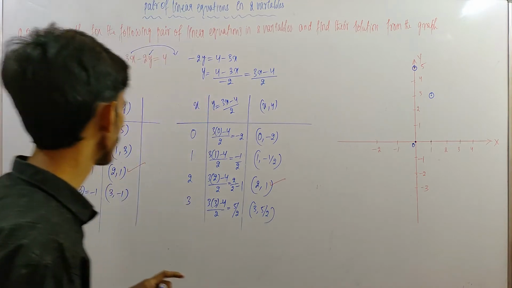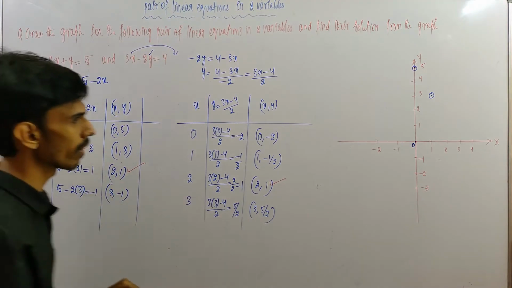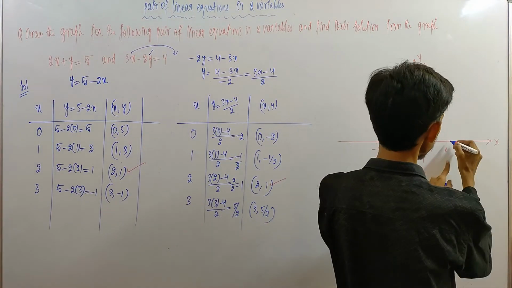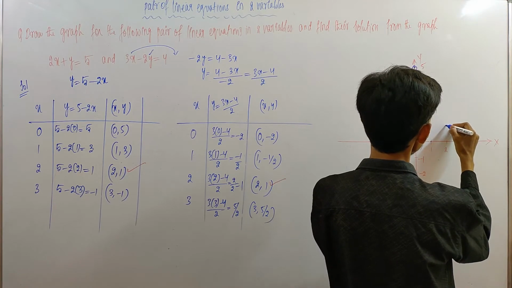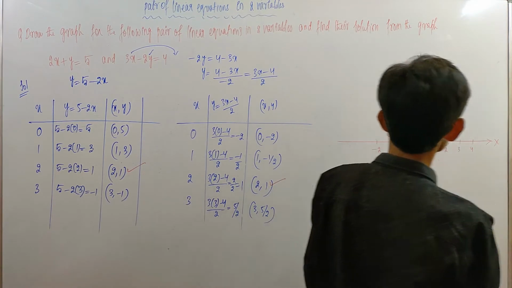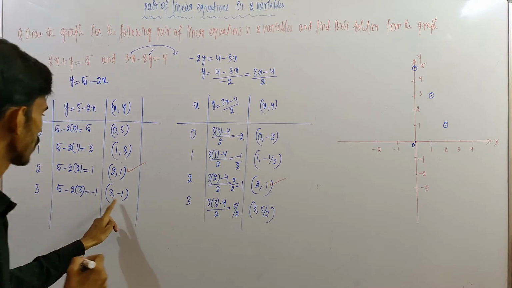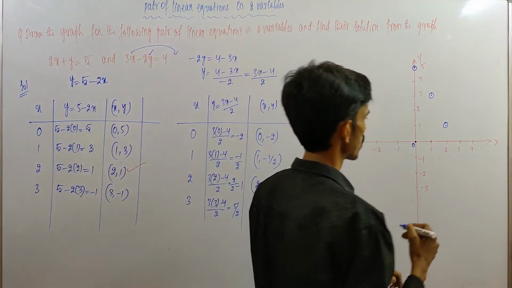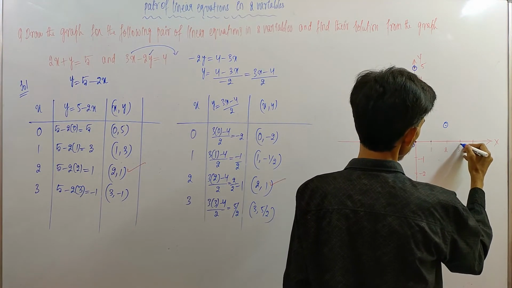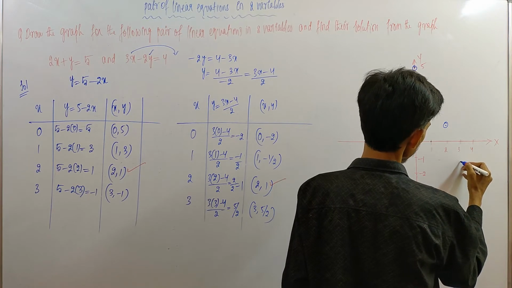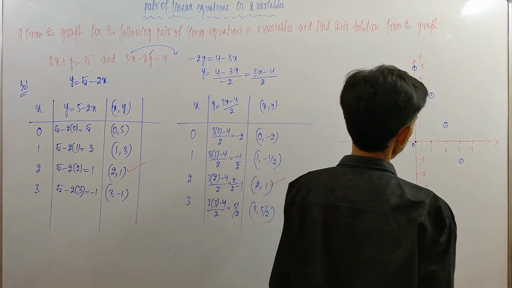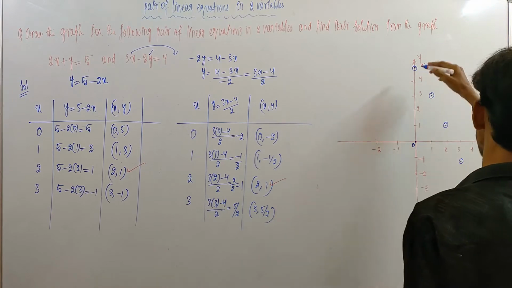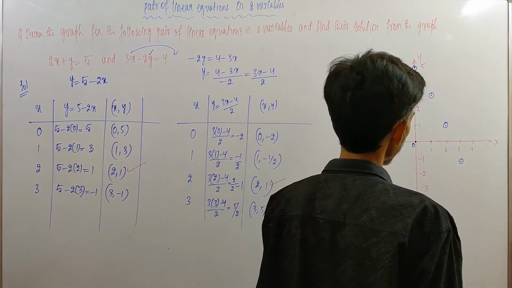So this is 1 comma 3 and we have 2 comma 1. This is 2. We have to go up to 1. We have 2 comma 1. The next value is 3 comma minus 1. So this is 3 minus 1. Minus 1 is below this axis. We have this. Now if we join these points, we will get a straight line.